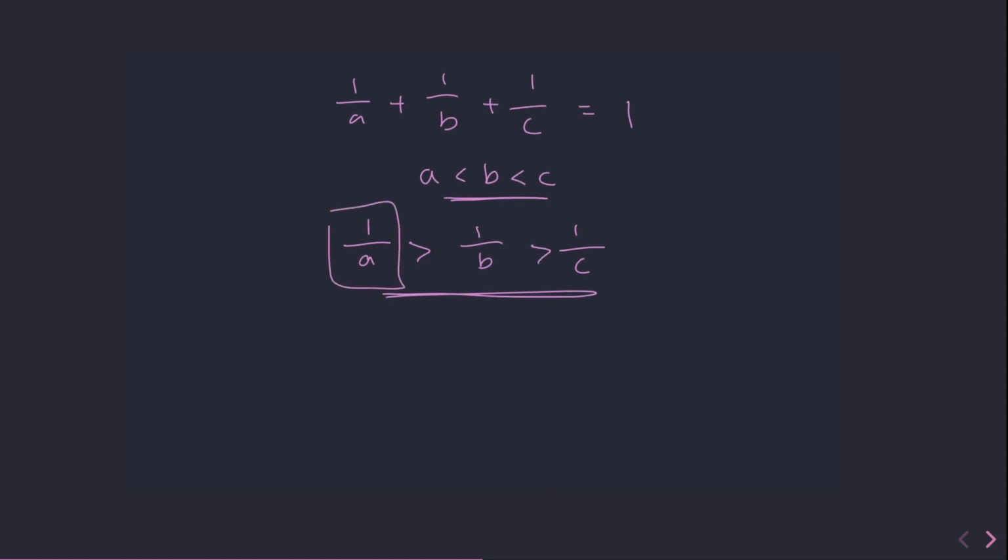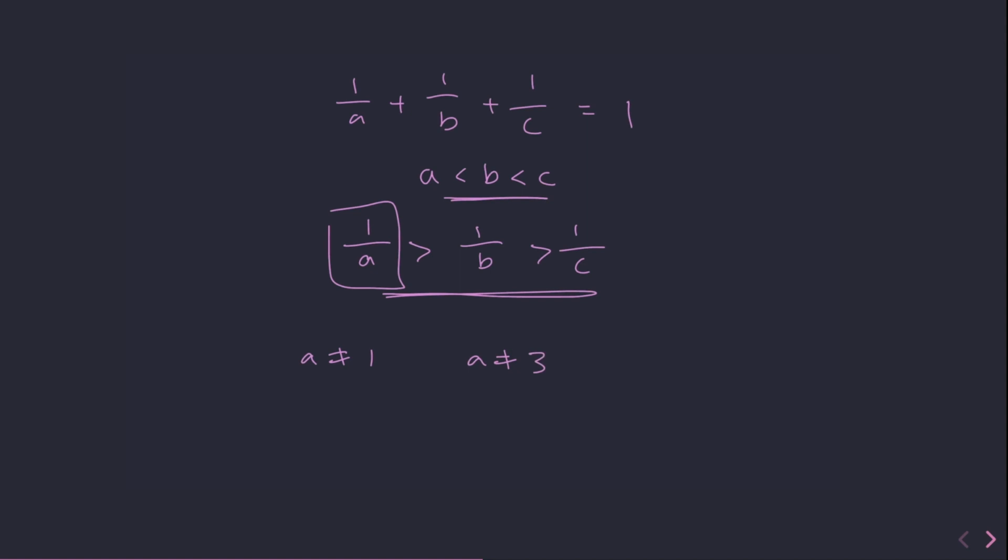Let's use some logic and reasoning with 1 over a really quick. Of course, 1 over a cannot be 1 because it has to add up to 1. If a was 1, that would certainly add up to greater than 1. So a cannot be 1. What else can a not be? a cannot be equal to 3.